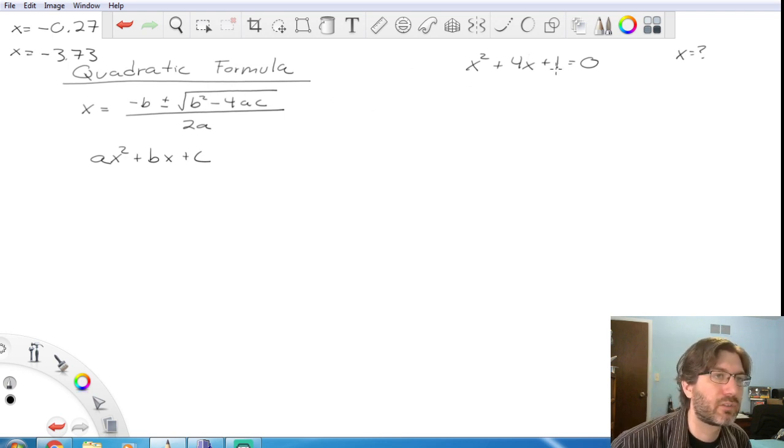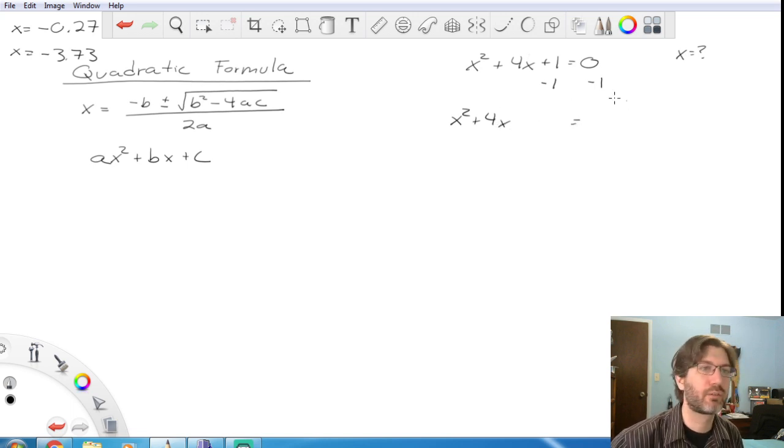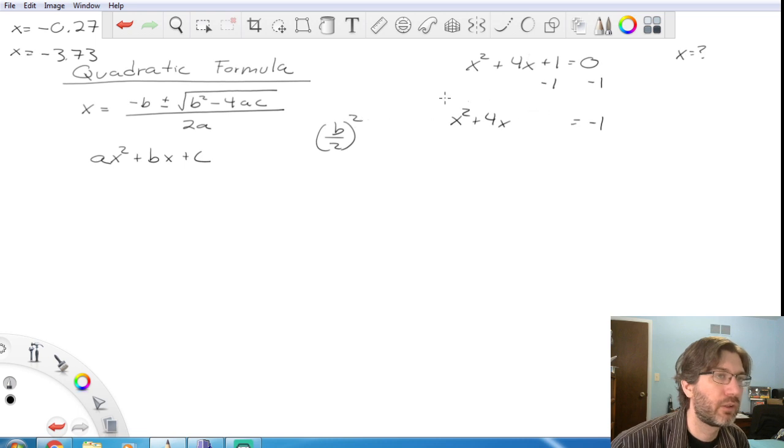If you recall, first thing we're going to do is get this +1 on the other side. So we're going to subtract 1 from both sides. That's going to give you x squared plus 4x. And then you're going to leave a space here because we have to figure out what we're going to add to each side to get our perfect square. And to do that, you do b divided by 2 squared. So b is 4 here, so 4 divided by 2 gives you 2, and then squaring it gives you 4.